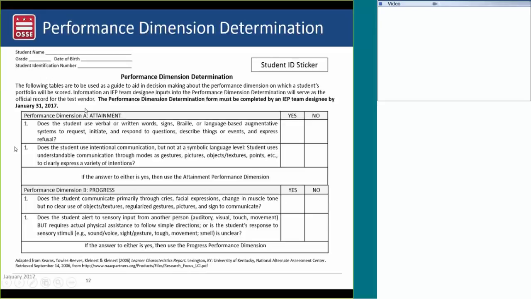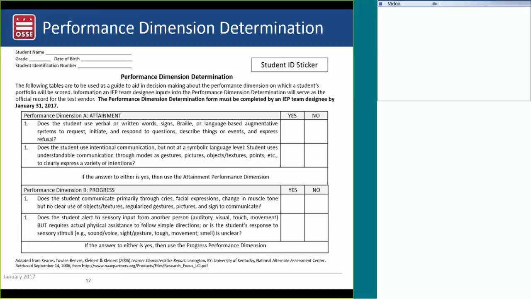So, this is the form that determines whether or not a student works on the attainment model for performance and the progress model for performance. Performance is scored in one of two different ways, either performance dimension A or performance dimension B, depending on the communication system that the student uses, how they express, and it's about expressive communication. Okay, if your student is verbal or is a symbolic communicator, they would be scored for performance against the attainment dimension. Okay. It's explained in detail in the procedures handbook, but basically this is a straight up percentage correct working toward mastery.